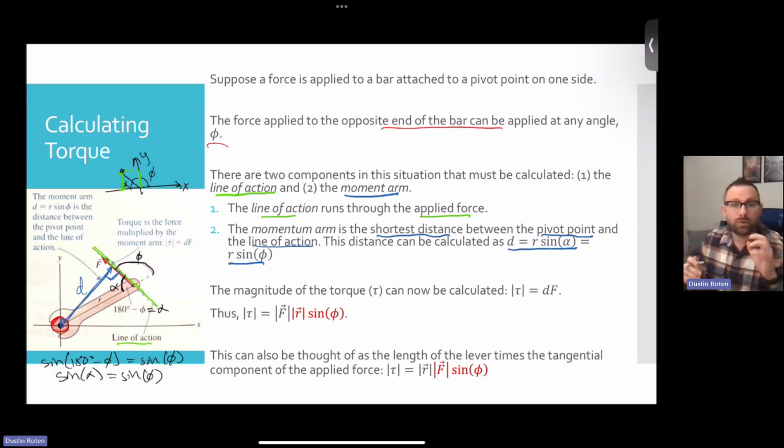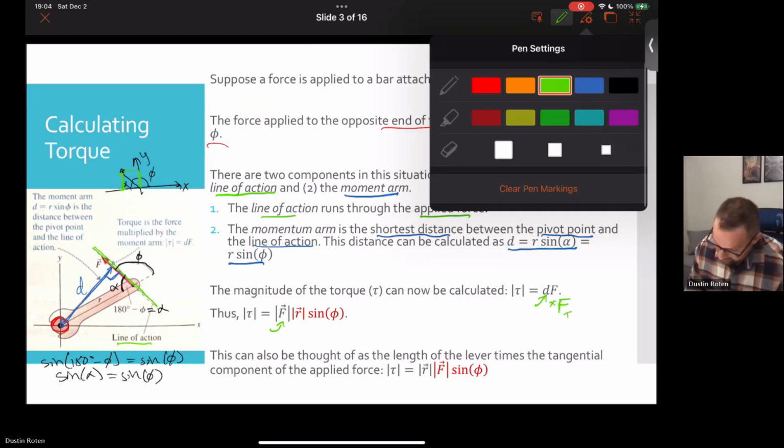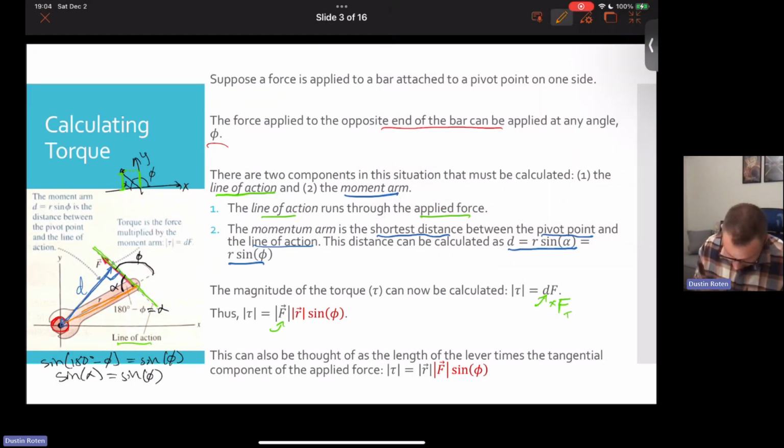All right, so we're going to define torque as the lever arm distance, d, times the force applied, okay? And we want the tangential component of the force. So essentially what's making that right angle to the lever arm. So we can think about this as tau being the magnitude of the force times r sine phi. Okay, now let's think about what r sine phi is.